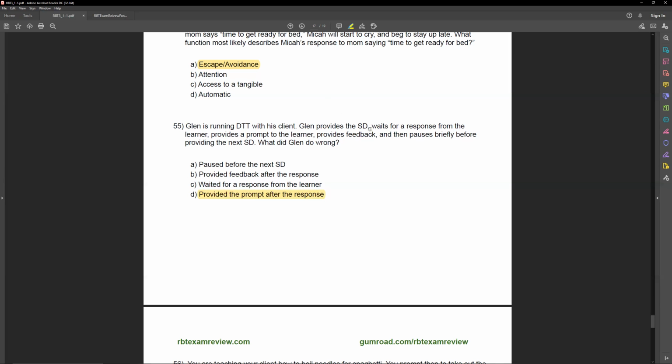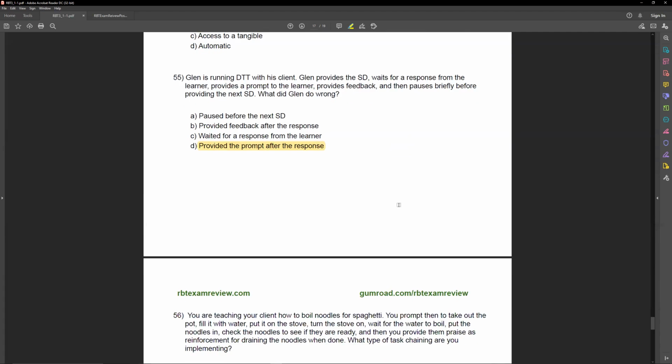So Glenn provided the SD, waited for a response, and then provided the prompt. That prompt needs to come before waiting for the response, but after the SD. So pretty good DTT question there. You need to know the different steps of DTT. Again, we have SD, prompt, response, consequence, inter-trial pause, post-trial pause. Pretty straightforward. DTT is not too difficult. Understand what it is, understand the steps, and DTT should be fine on the exam.